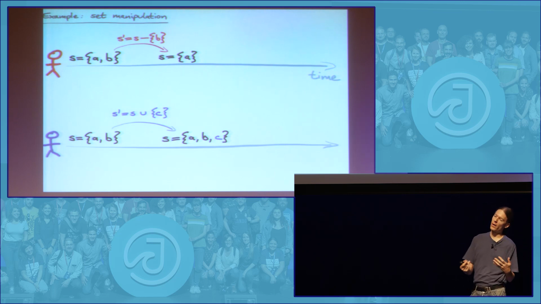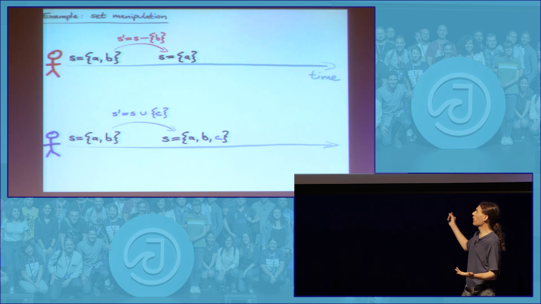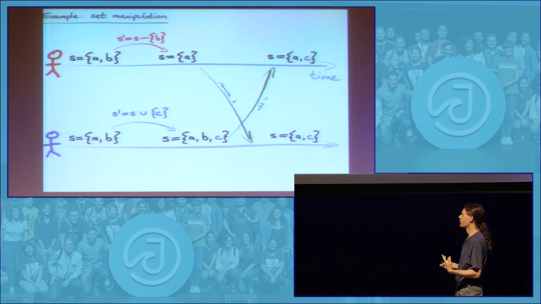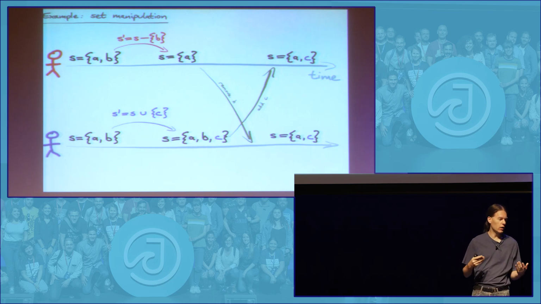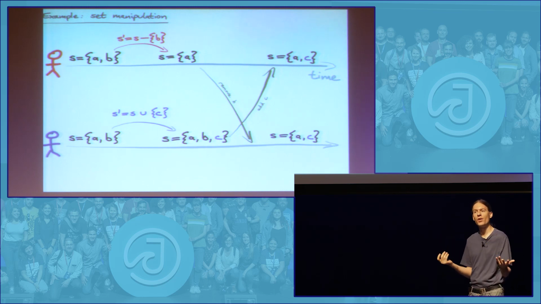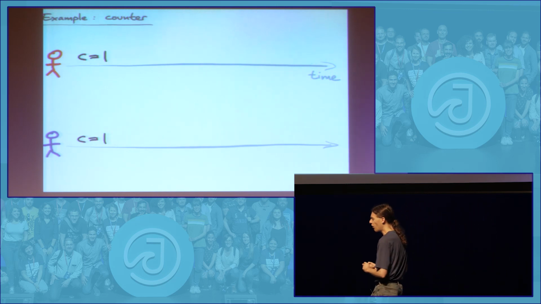So how do we merge these things together? Well, we can think about it one element at a time. Neither of the users touches A, so A should be in the merged result. But B is removed, so B should not be in the merged result. C is added, so C should be. Okay, so a sensible merged outcome here is that the final result is A and C, but not B. Okay, this is another type of merging things. One more example. Let's take a counter.